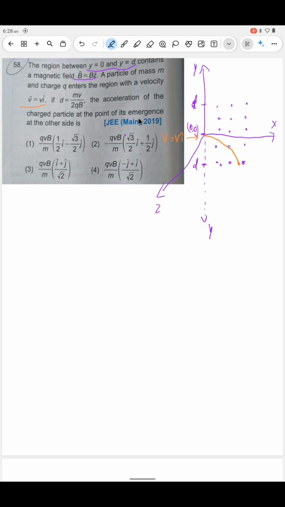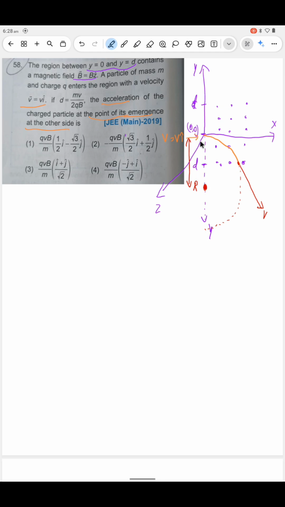magnetic field. We are asked to calculate the acceleration of the particle at the point of emergence or exit from the field. Actually, the circular path it is supposed to take is this, and this will be the center of that circular path, and that entire length will be the radius. But it won't be able to complete the circular path. It will come out, and at this point, the direction of velocity will be tangential to that particular point.